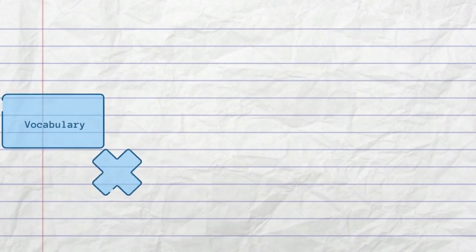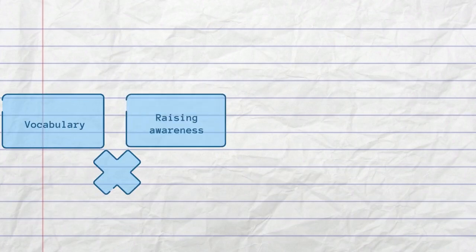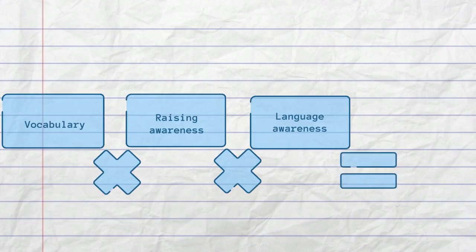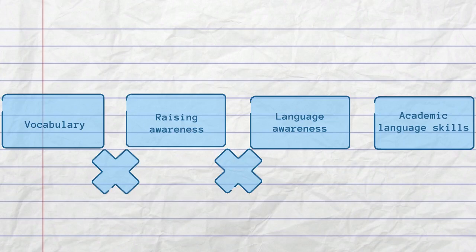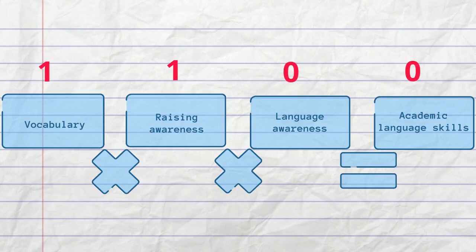It is very much like a multiplication. Vocabulary multiplied by raising awareness, multiplied by language awareness, equals adequate academic language skills. Like any multiplication, if any one of these elements is equal to 0, then the academic language skills will not be adequate. So students will have difficulty using language to reason, write, estimate, reflect, make arguments, make inferences, write opinion texts, etc.